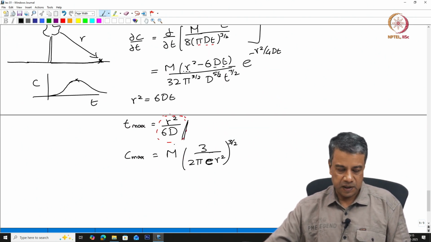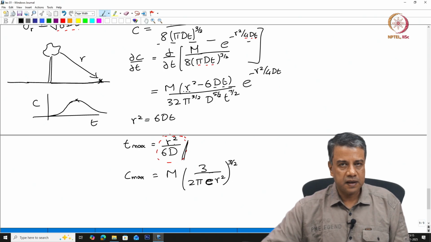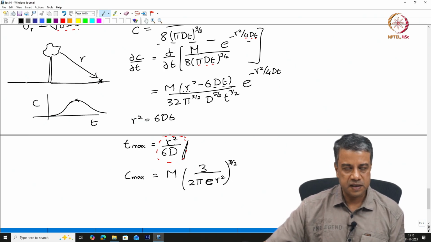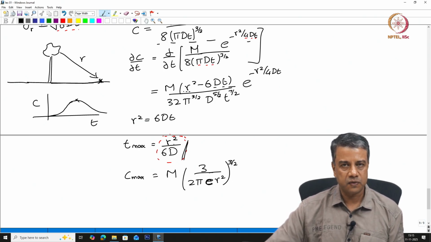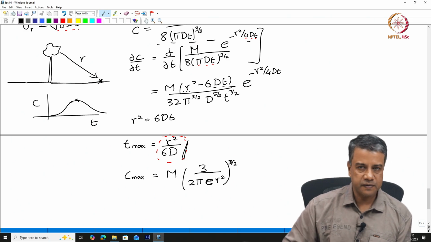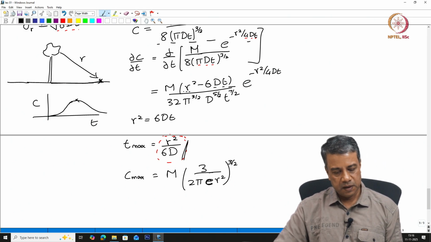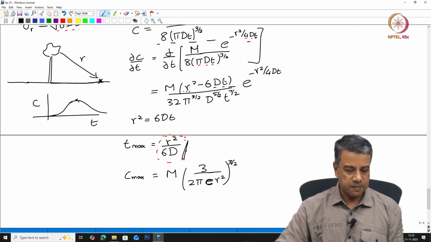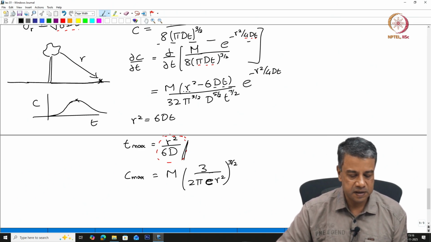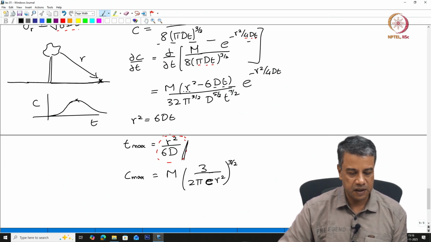So, you can predict, given that you have injection of a particular mass of pollutant at a discharge point, what the concentration is going to be as it passes through a maximum at some observation point that is at a distance r from this point. Of course, this makes a simplification. We have assumed that this is similar to injection into an infinite medium.